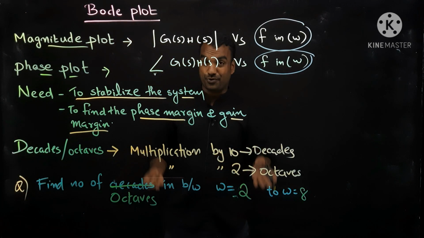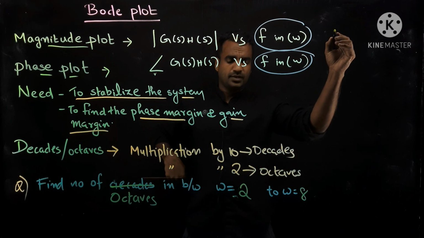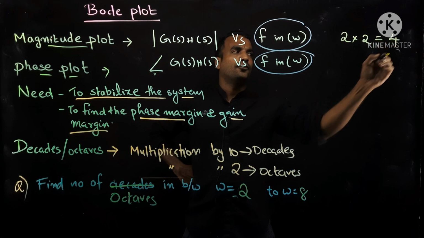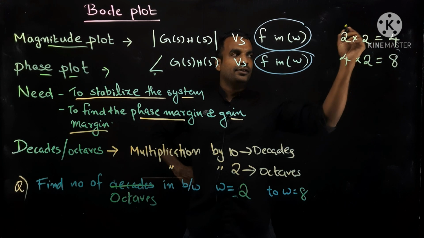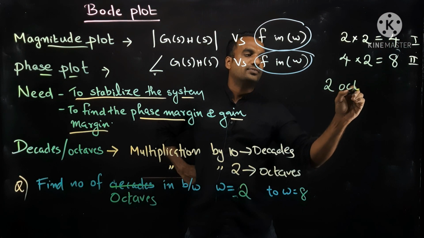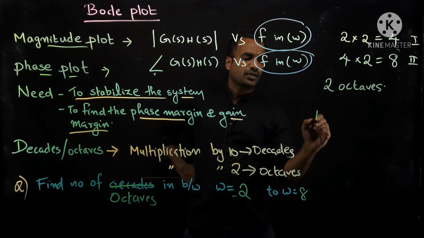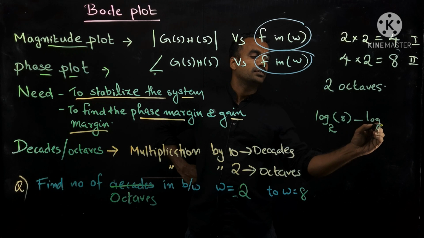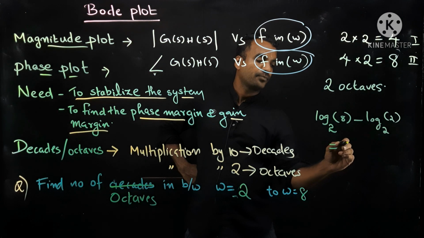So this is the concept of octaves. What is an octave? Octave is nothing but multiplication by a factor of 2. So first step is omega is equal to 2 and multiplication by 2, that will give 4. Next step is 4 multiplied by 2, that will give 8. So how many steps are there? First step, second step. So 2 octaves are there. This can also be solved by using the last mathematical method. Log to the base 2 of 8 minus log to the base 2 of 2. This will give an answer of 2.